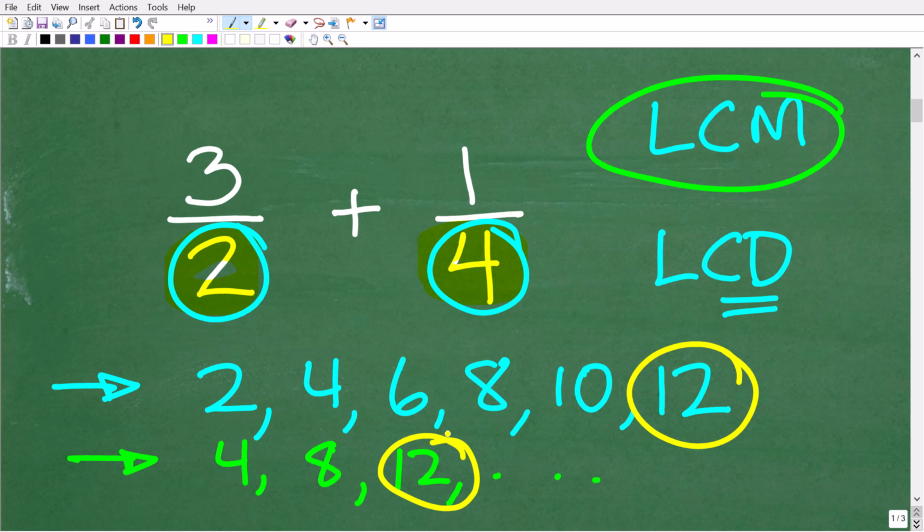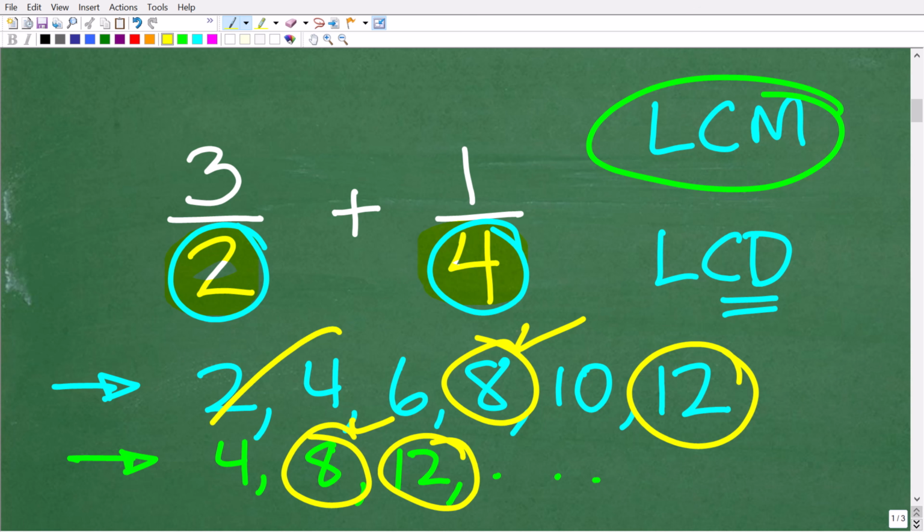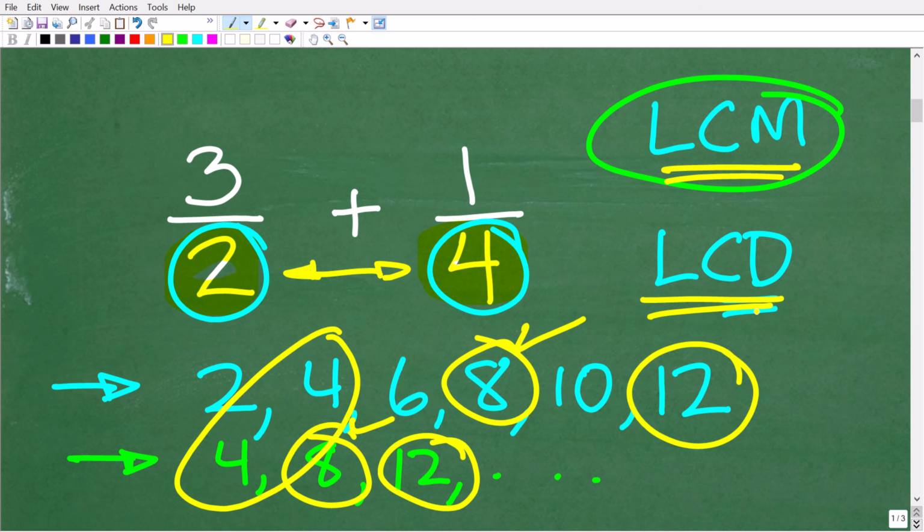Well, the answer is no, right? So you might be saying, well, look, 8 is lower than 12, and you would be right, but is this the lowest common multiple? No, 4 is the lowest common multiple. Okay, so when you're looking at the denominators, you're thinking about the lowest common multiple of these numbers, and this is your lowest common denominator.